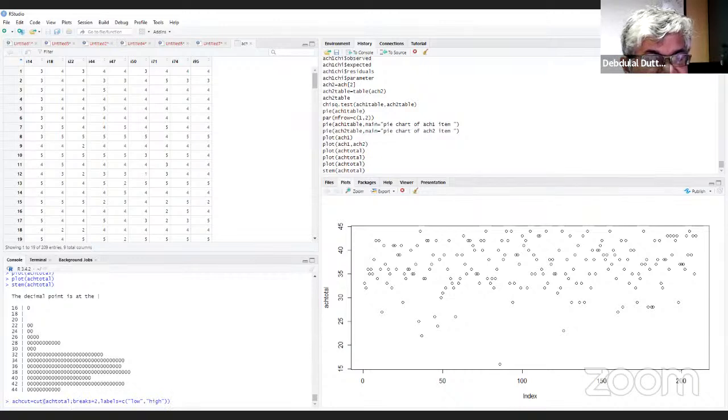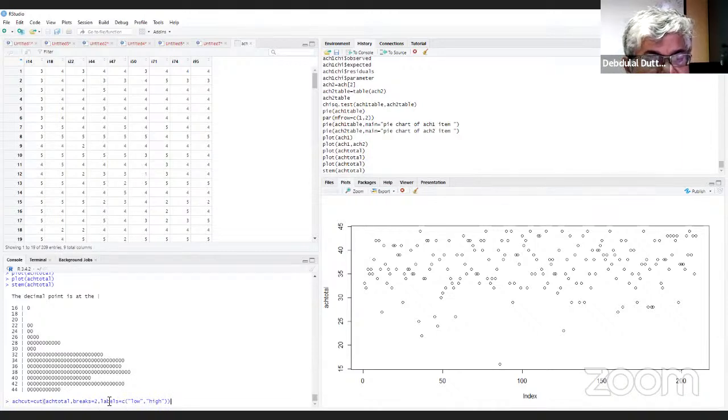This is the vector H total. That is the total score. 209 data were there. That is the total data. And based upon the mean or median, two dispersions are there. So it is called breaks equal to 2.